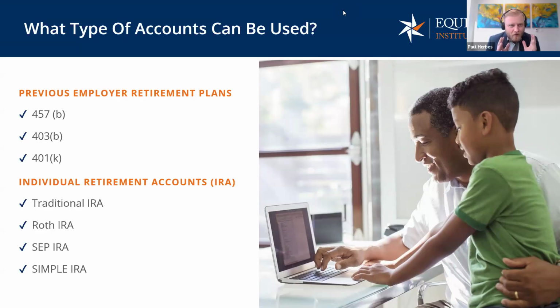An ESA would be the other type of account, a Coverdale Education Savings Account. Very similar to that HSA, except people use it for tuition costs, books, room and board, all of those pertinent costs that come with educating a child. Another option when it comes to self-directing funds.